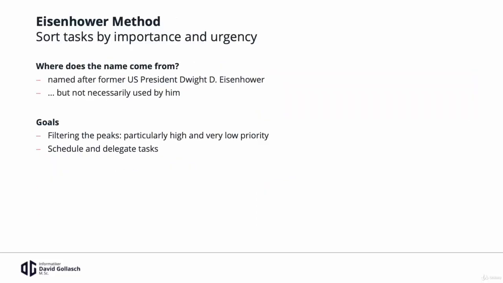So let's start with the Eisenhower method, meaning to sort tasks by importance and urgency. So these two factors, or dimensions.